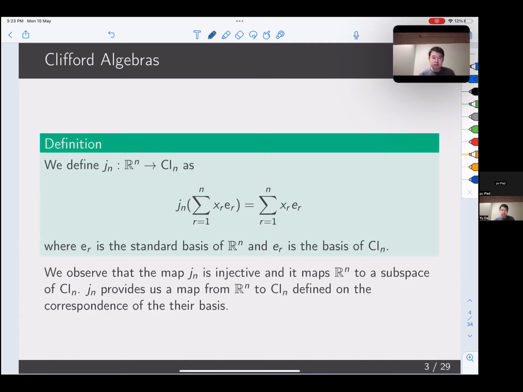We notice that there's a map j_n from R^n to Cl_n defined on the basis of R^n and Cl_n. That basically just maps the basis of R^n to Cl_n. So here e_r is the basis of R^n, and after j_n we have the basis in Cl_n. We can also see that this map j_n is injective.